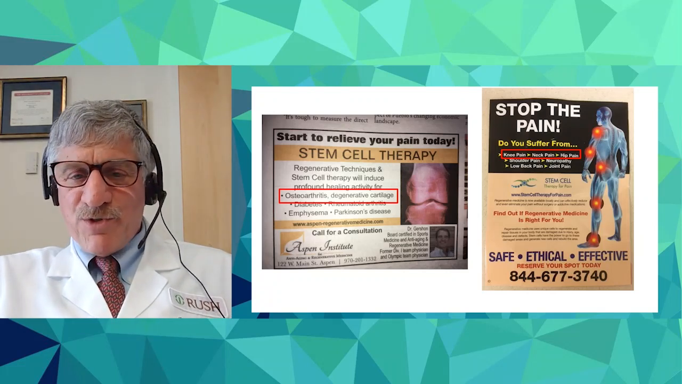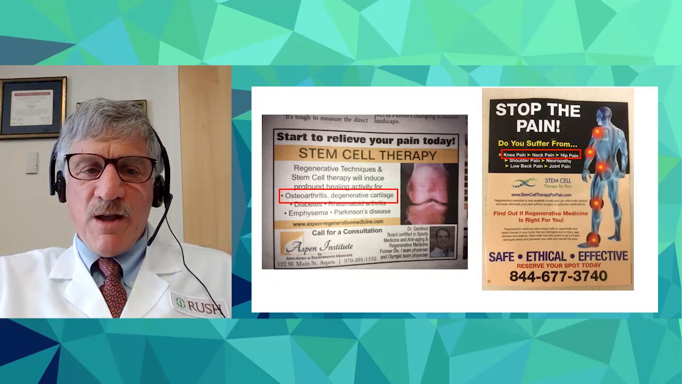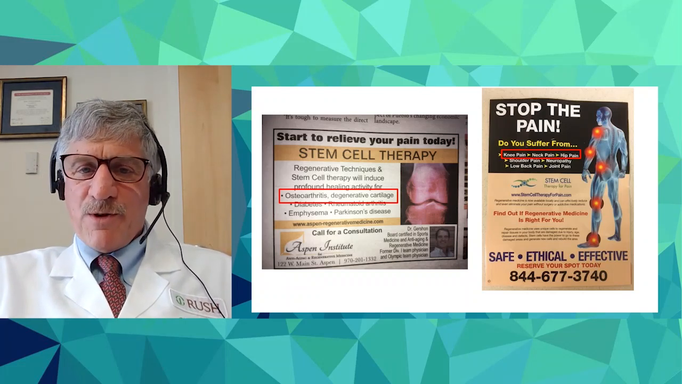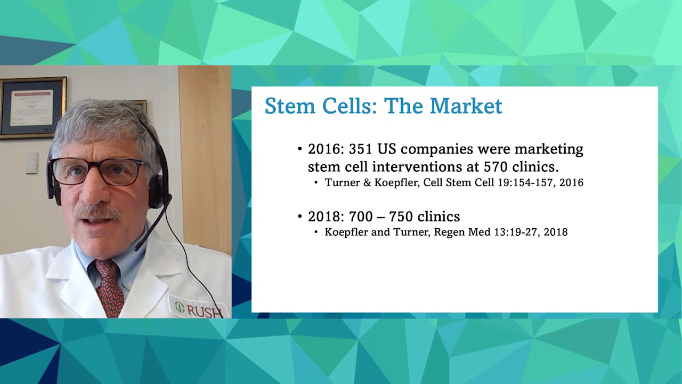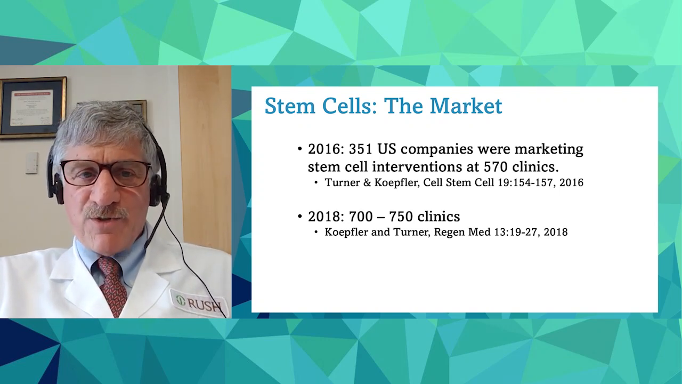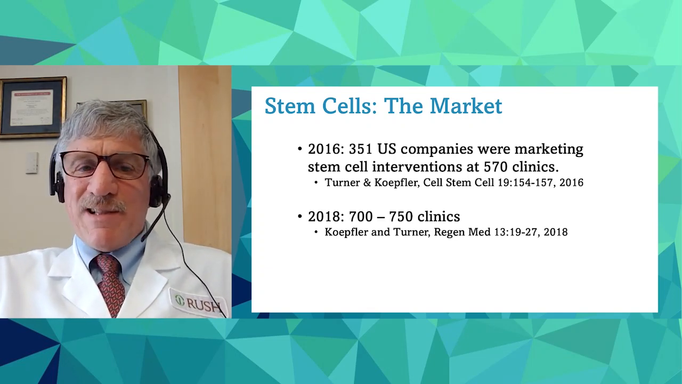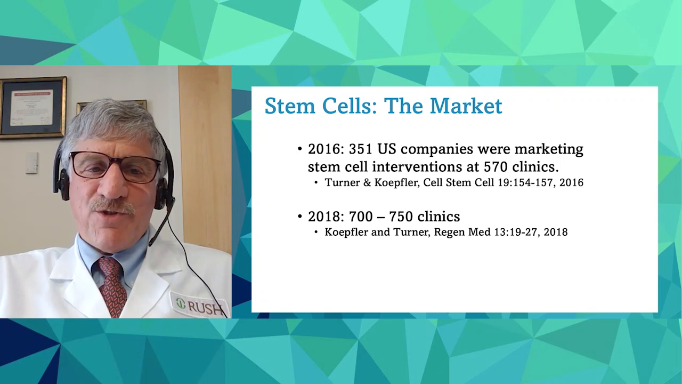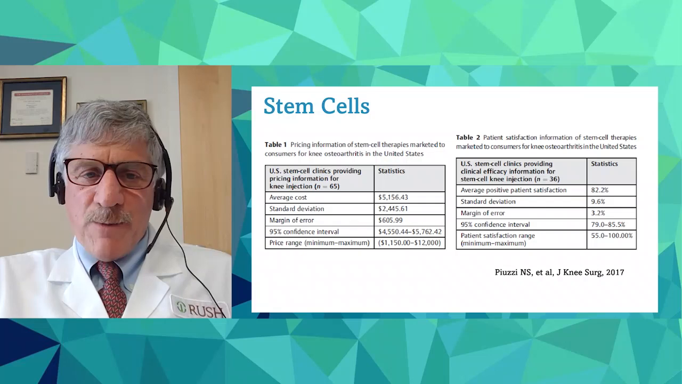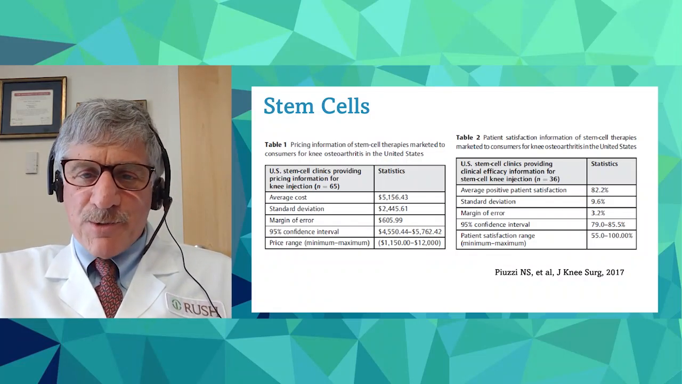And in fact, if you open your Sunday newspaper, if you still look at newspapers, you'll see these kinds of ads almost every week. You too can cure your OA with stem cell therapy, or your knee pain with stem cell therapy. And in fact, it's widely available, almost always cash. It is not insurance reimbursable in the United States. And between 2016 and 2018, the number of clinics offering stem cell injections essentially doubled just in the United States, and they are widely distributed throughout the country. In those days, they were charging an average of $5,000 per injection.